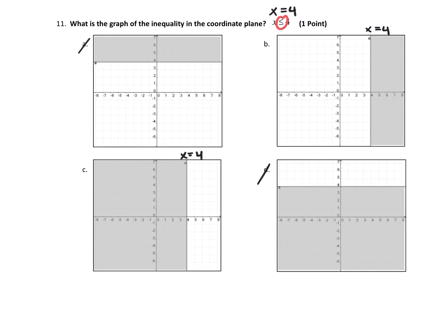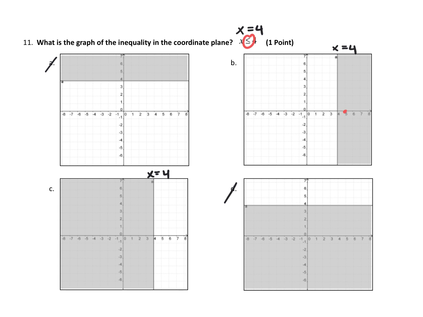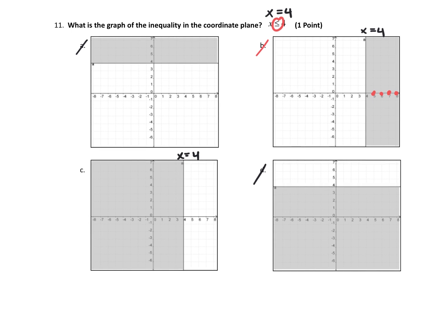So if I look at letter B, all of these values to the right are going to be larger than 4. So B is not correct. Letter C, all of these values of x to the left, shaded from 4, are going to be less than 4. So C is correct.